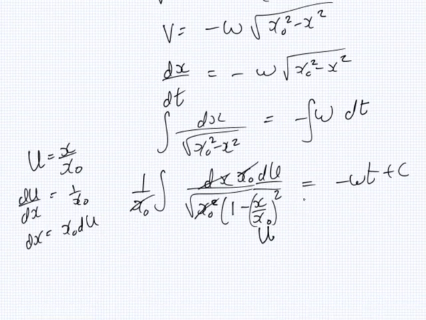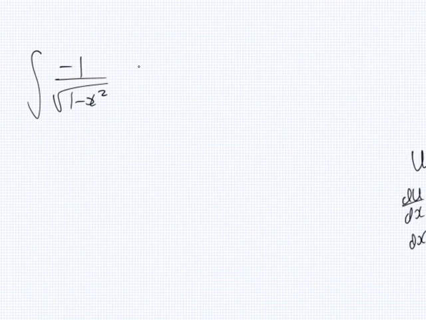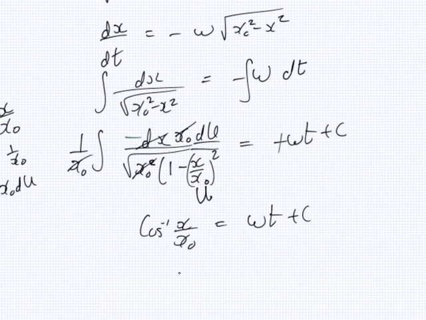Now, if I bring the minus back over here, I think it's in the formula book, but if not, I'll put it on the side. If you integrate 1 over root 1 minus x squared, that's sine inverse. If you integrate this one, that's cos inverse. So this becomes cos inverse u, but u is x over x0, equals omega t plus c. So that means x over x0 equals cos of omega t plus c.